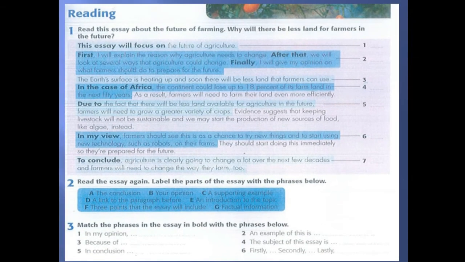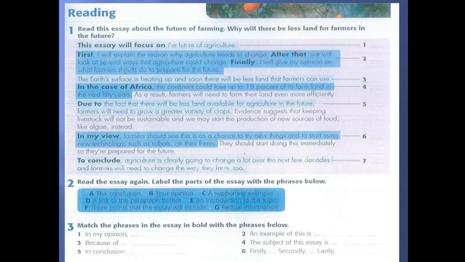Let's practice. This is an extract from the textbook New Hello. This is an essay, as you can see. The exercise, as you can see: read this essay about the future of farming. Why will there be less land for farmers in the future? After reading the essay, you have to answer number 2. Read the essay again and label the parts of the essay with the phrases below.